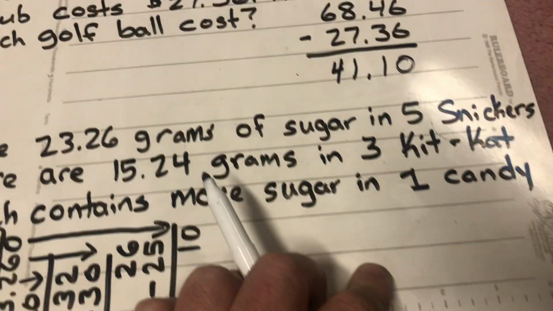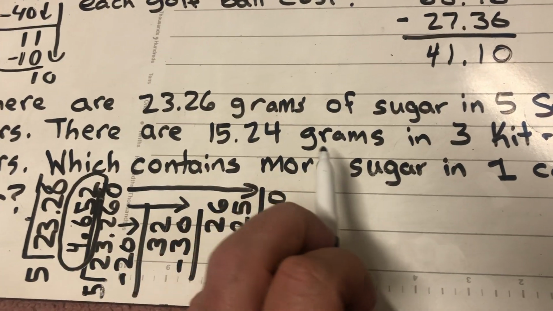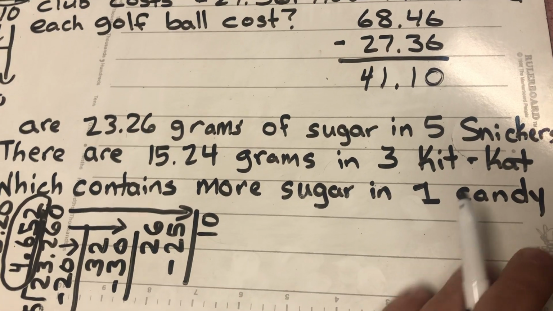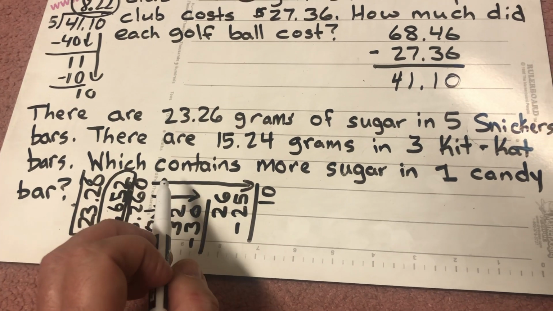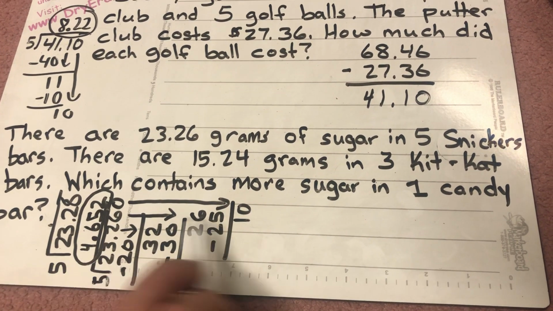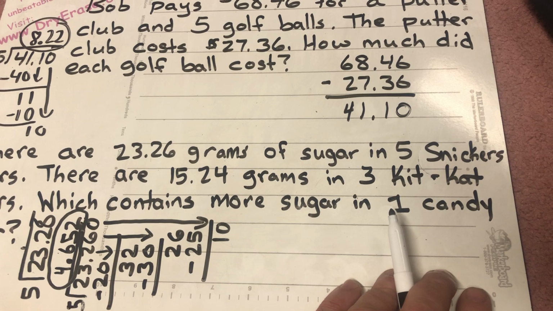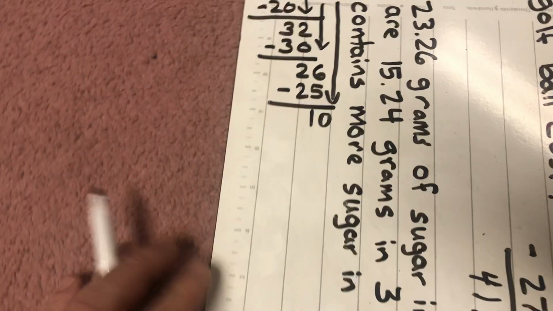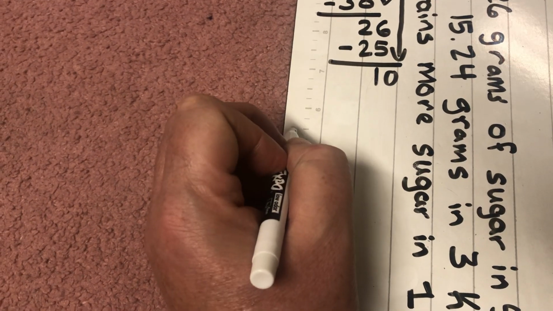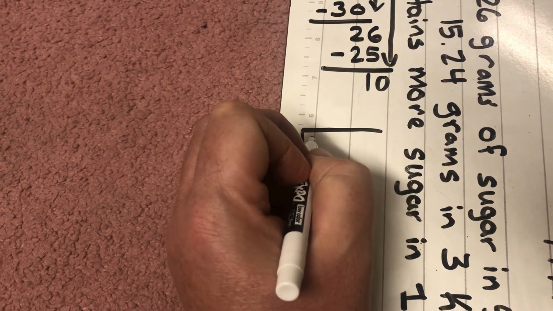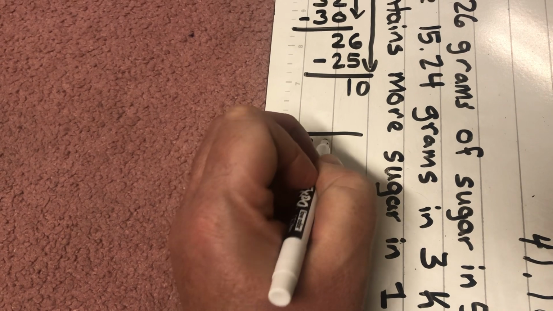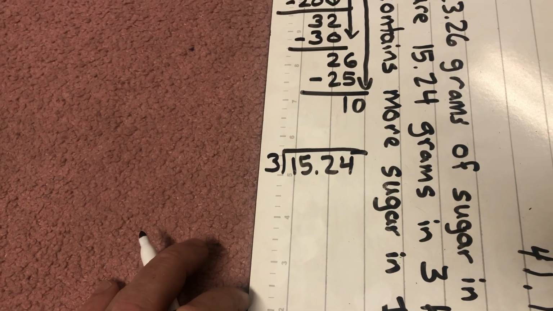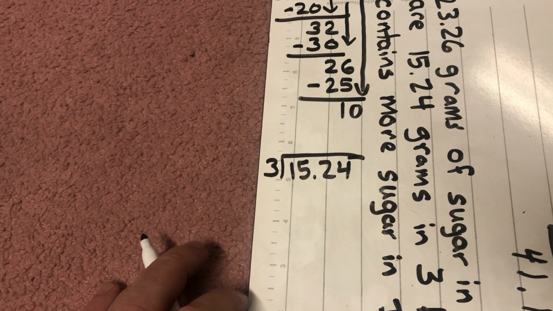Well, it also tells me that there are 15 and 2,400 thousandths grams in 3 Kit Kat bars. So to figure out, and I'm still figuring out which contains more sugar in 1 candy bar, to figure out how many grams of sugar are in 1 Kit Kat bar, I have to take the 3, because I have 3 Kit Kat bars, and that's going into 15 and 24 hundredths grams.